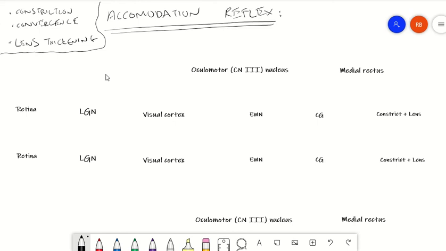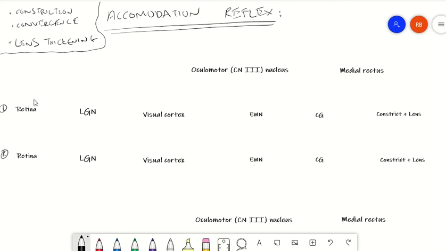So let's take a look at the pathway. Again, we've got left eye, right eye. Let's pretend that's left eye, right eye. So accommodation reflex: if I was to ask you to look at the tip of my pen, if there was a pen in front of you, and I was to draw that in towards your eyes, your eyes would converge together and your pupils would constrict as well.